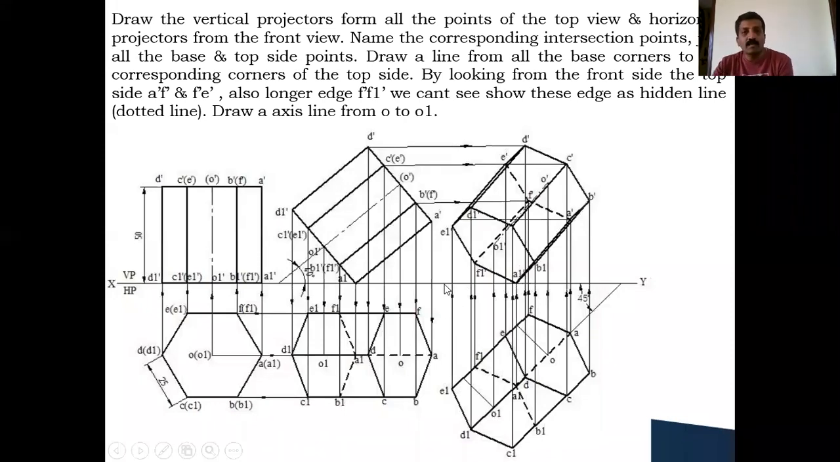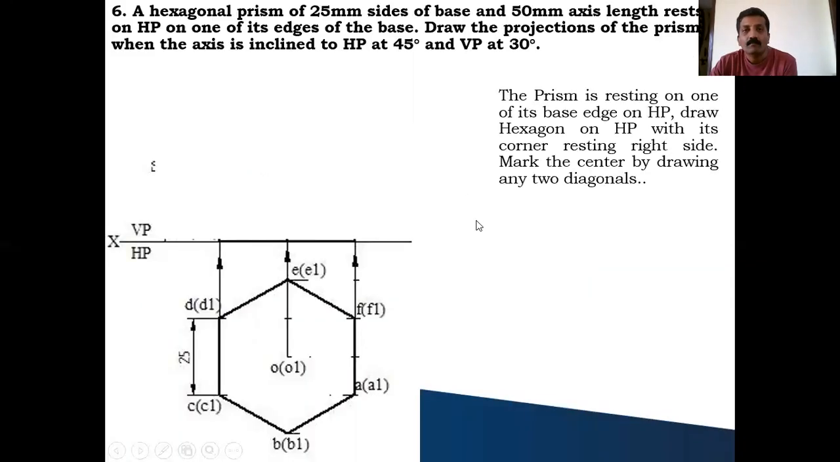Now we'll go to the edge condition example and discuss it. So what has been given here? A hexagonal prism of 25 millimeter base and 50 millimeter axis length rests on HP on one of the edges of its base. Draw the projection of the prism when the axis is inclined to HP at 45 degrees and VP at 30 degrees. Here both the inclinations which are given are true inclinations. That's why for the final position we have to take the locus for this. Okay, we'll see to that at the end.